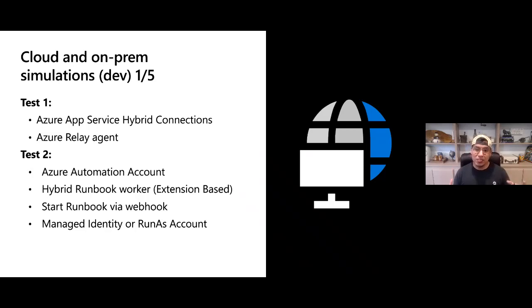So we're trying to see exactly what we can add to Cloud Katana to improve execution on on-prem endpoints. What if you have a hybrid environment where you do not just want to execute things against Azure resources, you also want to execute things against, for example, your domain controllers on-prem or your own endpoints on-prem? So we have two tests going on. One is through the Azure App Service Hybrid Connections, and the other one is using hybrid runbook workers.